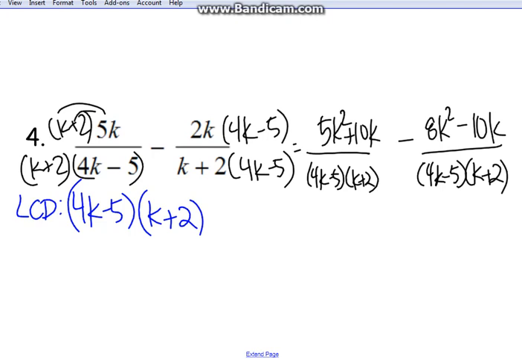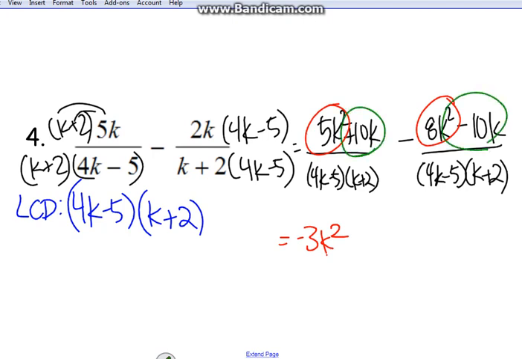Now, this is step 4, where we say we have to subtract every part of the fraction. So here's what we do. 5k squared minus 8k squared. Those are my like terms. That gives me a negative 3k squared. Next, we take 10k minus a negative 10k, and this is where we have the problem. When we subtract a negative number, we actually add.